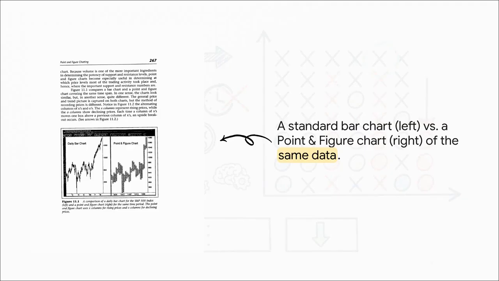Okay, and check this out. This is what I'm talking about right here. On the left, you've got a standard bar chart for the S&P 500. It's busy, but on the right, that's a point and figure chart of the exact same data. See how clean that is? It's like night and day. It just filters out all those minor distracting price moves to show you what's really going on underneath.